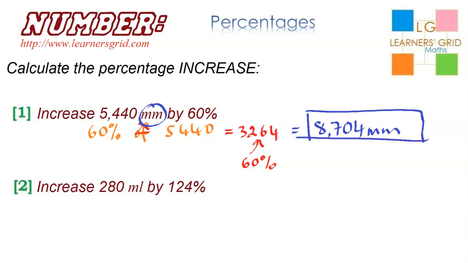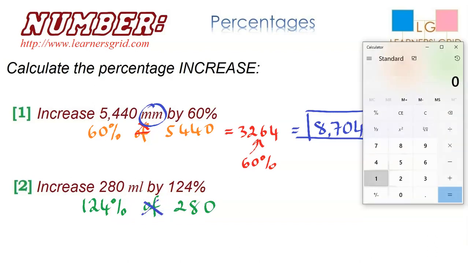Let's try number 2. Same kind of problem here. Increase 280 milliliters by 124%. So I have to find 124% of 280. And that looks like this, doesn't it? 124% of 280. Now we know what the "of" means now. We have to multiply. So let's get that calculator back. 124 times 280, hit the percent, hit the equals. Okay, 347.2.